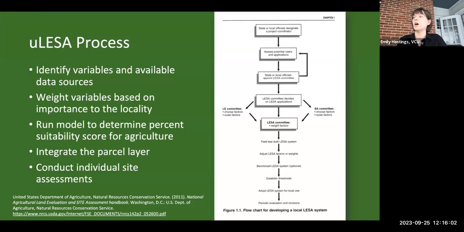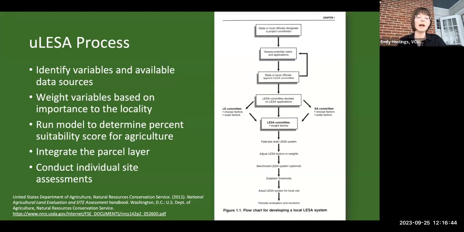For example, food access, a variable that we create for them, might be really important to them, making sure that places that have low food access, not very close to a grocery store, would be prioritized within our model. So it's a way to really emphasize what the locality is interested in and point the model in that direction. Then we finally run the model to determine a percent suitability score for agriculture. That'll immediately show the areas that are very suitable for agricultural activities.